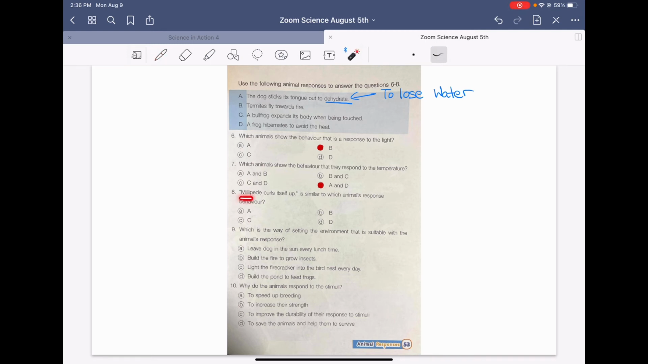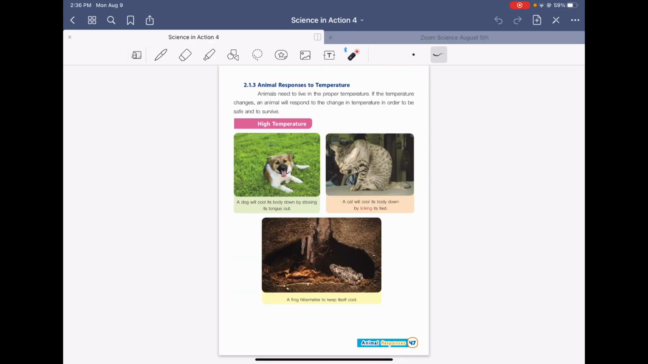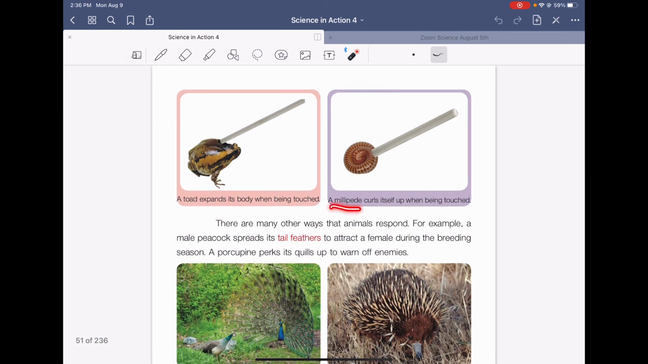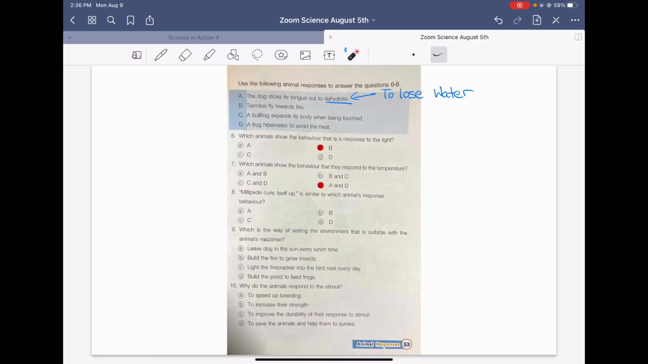Number 8. Millipede curls itself up is similar to which animal's response behavior? Which behavior is it similar to? Most similar. Curls itself up. So we have these two. A millipede curls itself up when being touched. A toad expands its body when being touched. So it's about touch. So here, a bullfrog expands its body when being touched. C is the only choice. That's the only one being touched.